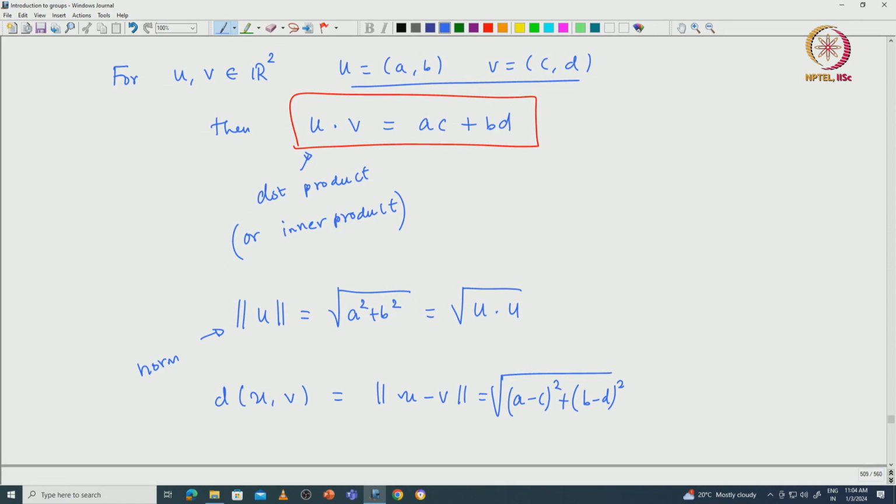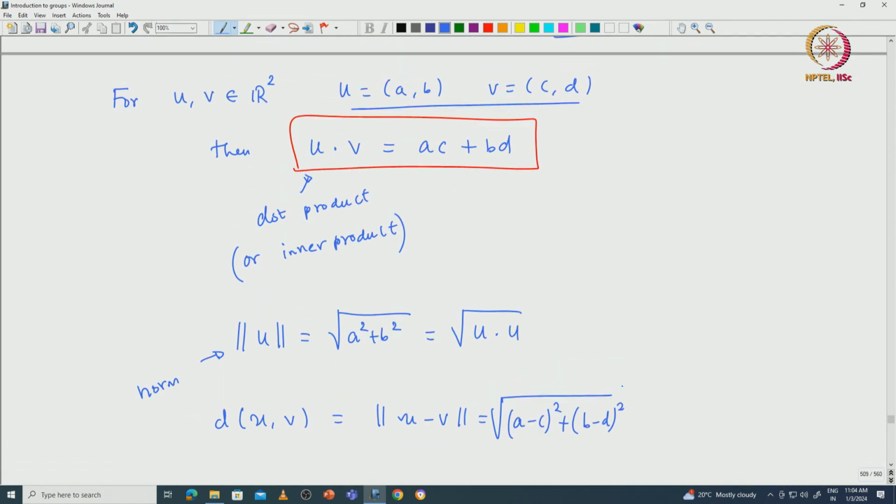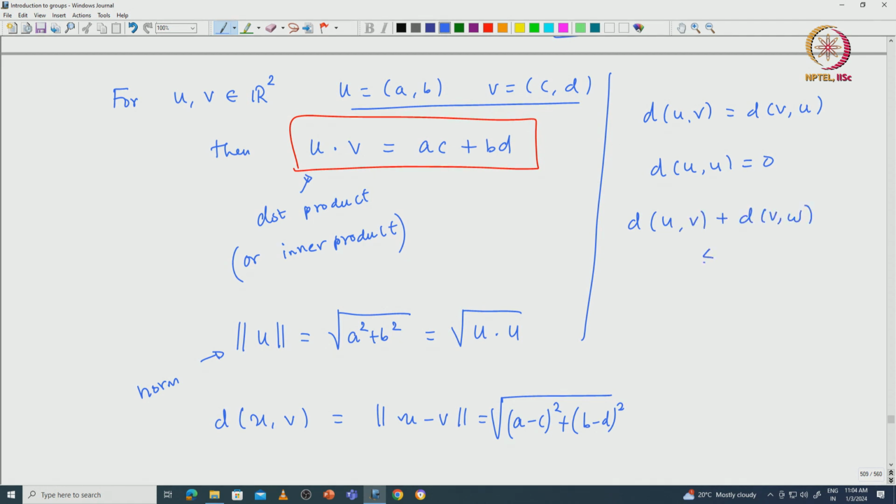Now there are many basic properties of the distance, which I believe all of you know. For example, distance satisfies the triangle inequality and so on. Most important, the distance between u and v is the same as the distance between v and u, and the distance between u and u must be 0. And if you take three points u, v, w, then the distance between u and w must be less than or equal to the distance between u and v plus the distance between v and w. These three important properties of distance are satisfied by this formula.